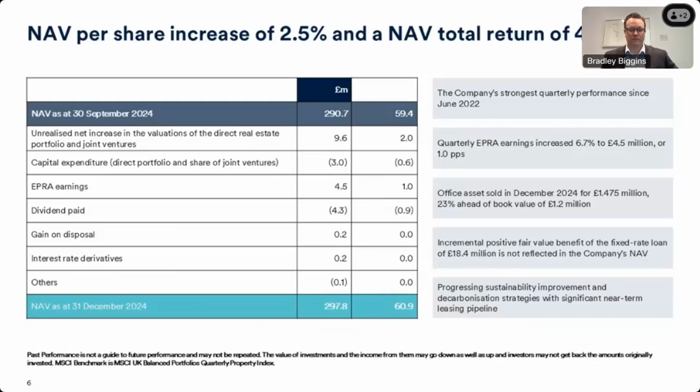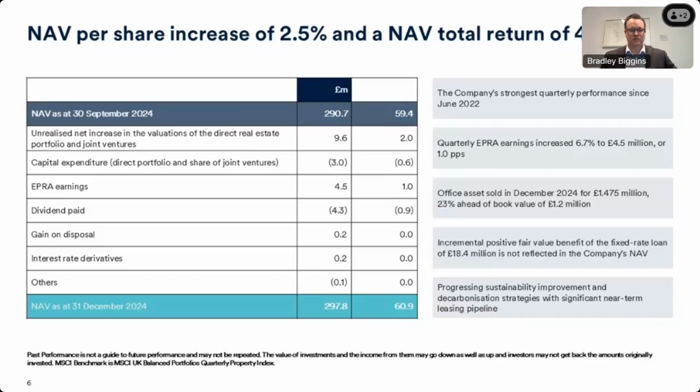Just a brief note on our NAV. So we released our Q4 NAV a few weeks ago. NAV per share increased by 2.5%, and we achieved a NAV total return, so including those dividends paid, of 4%. So that's 4% NAV total return in a single quarter. And that's actually our strongest quarterly performance since June 2022. And it was actually in June 2022 where we saw that turn in real estate values following interest rate increases off the back of that high inflation that we saw coming through 2022. But it was also exacerbated by the mini budget around autumn 2022.